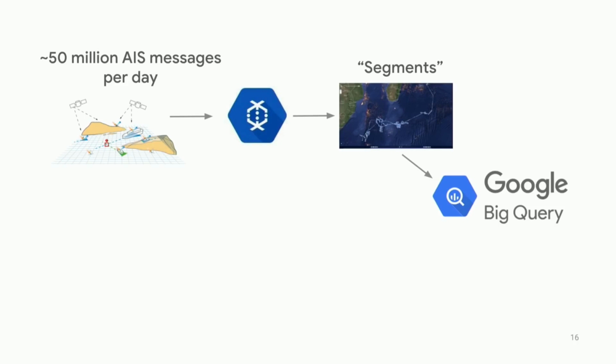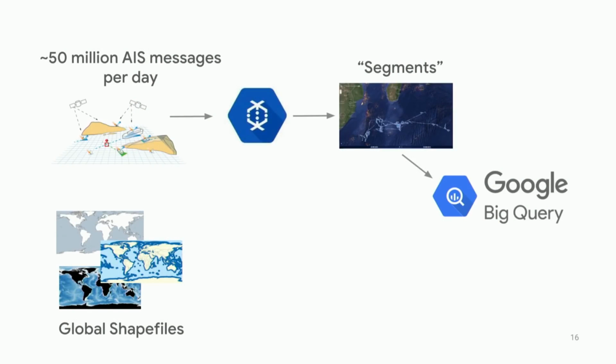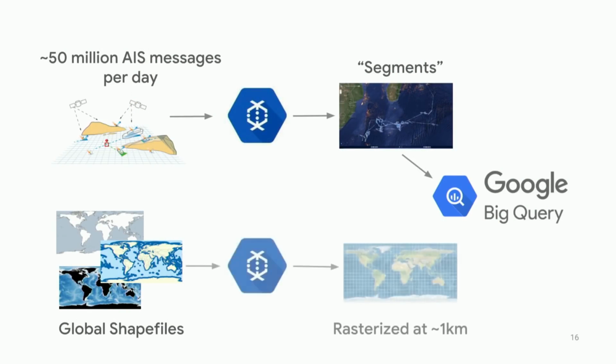Now we have all these points, and we want to figure out spatial information about each, such as the distance to shore, whether it's in the exclusive economic zone of China or Japan, and distance to port. We do that by taking global shapefiles, such as one of all the world's coastlines or one of all the world's ports, and doing calculations in Dataflow to find out, for each position in the world at 1 kilometer resolution, so it's about 30 million points, the distance to shore and distance to port.